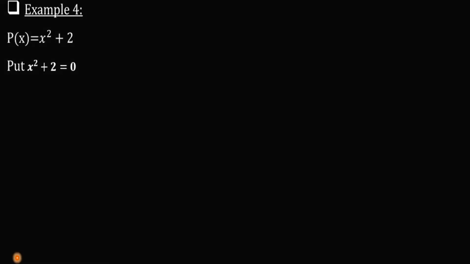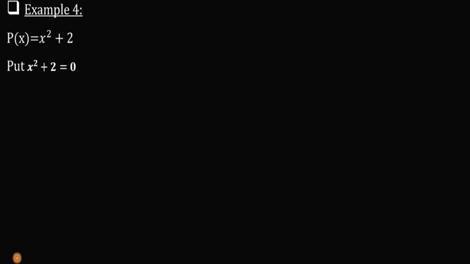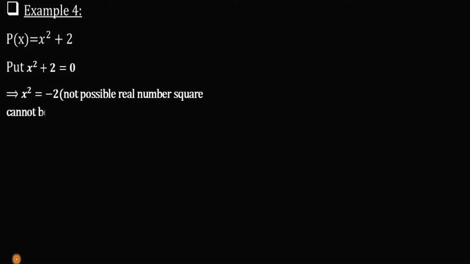The next problem. P of x equal to x square plus 2. Here the polynomial is of degree 2. It may have at most 2 zeros. Put x square plus 2 equal to 0. That is, at most 2 zeros means the maximum number of zeros it can have is 2 or the minimum it can have is 0. That is, it can have no zeros also.